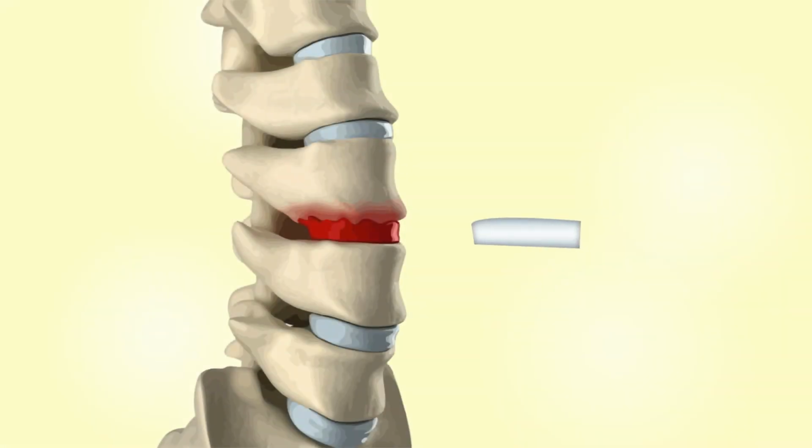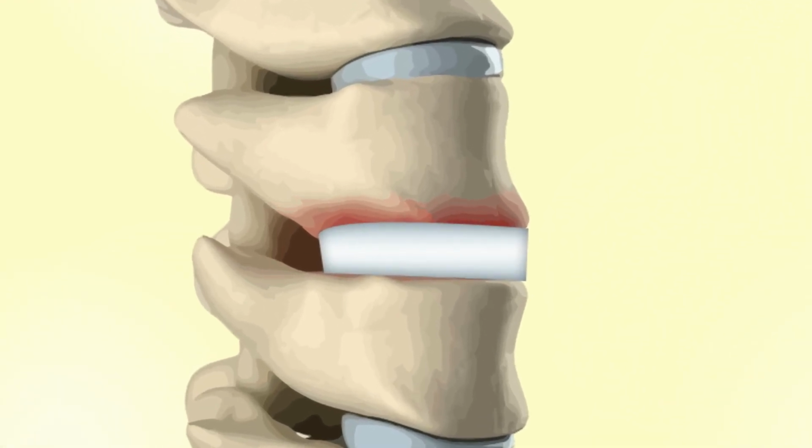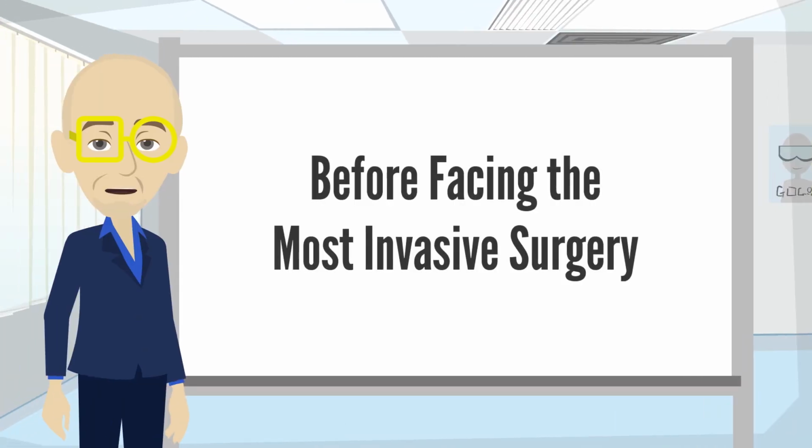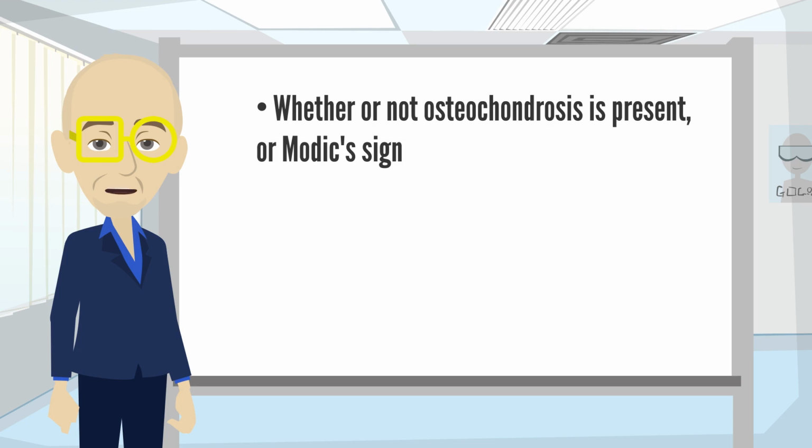In this type of surgery, the disc must be replaced with grafts filled with bone dust that restore stability and height, restoring the distance between the two vertebral bodies. Before facing the most invasive surgery, however, it's necessary to evaluate the following aspects by magnetic resonance imaging. Whether or not osteochondrosis is present, or Modic's sign, of which the first degree is important since it indicates the presence of edema of the spongy bone adjacent to the degenerated disc, and it's therefore a sign of microinstability.